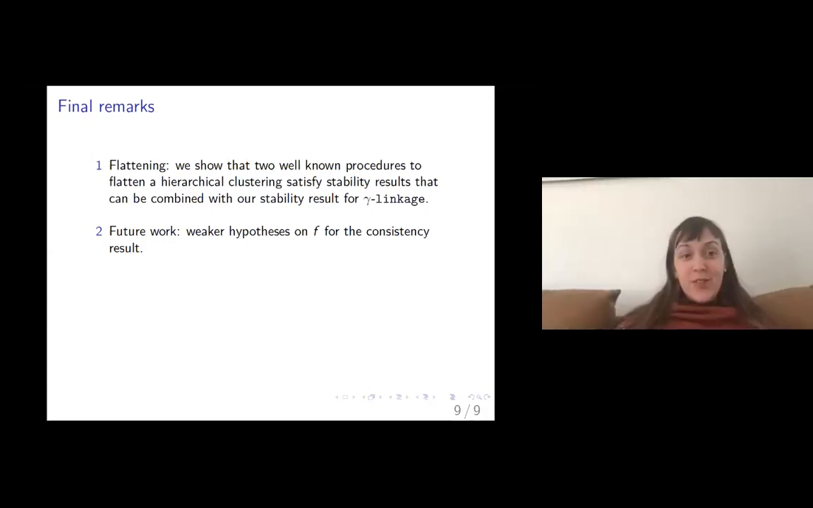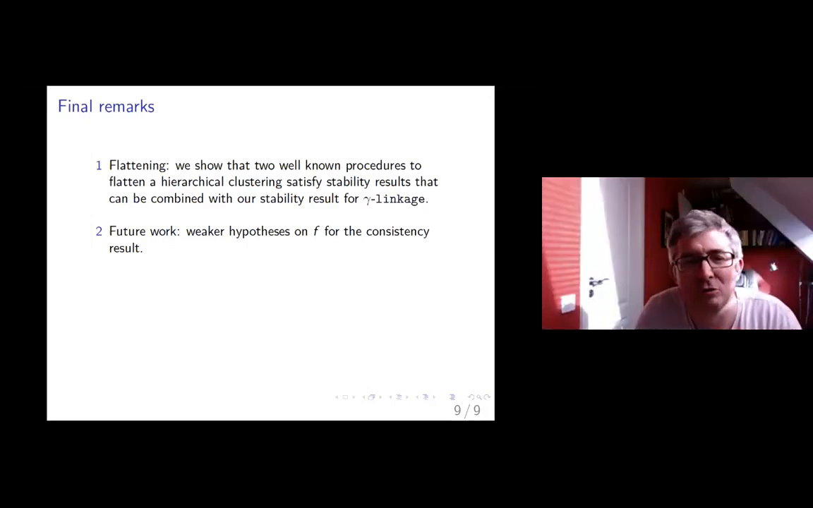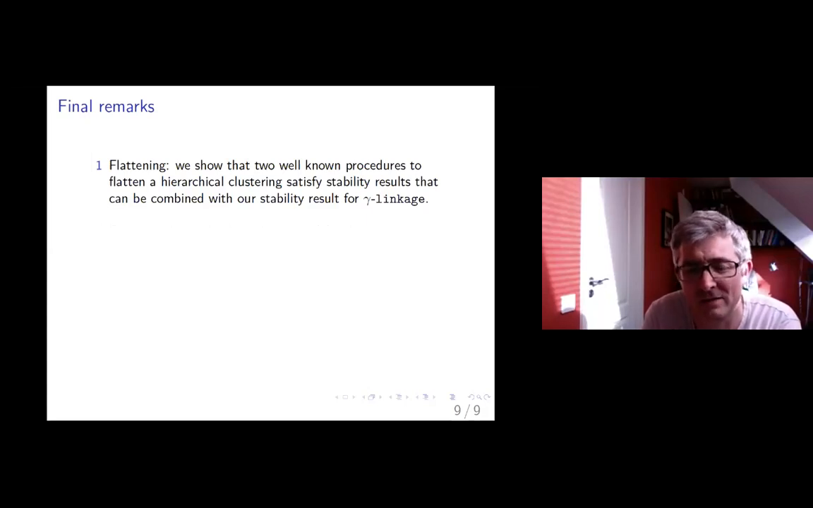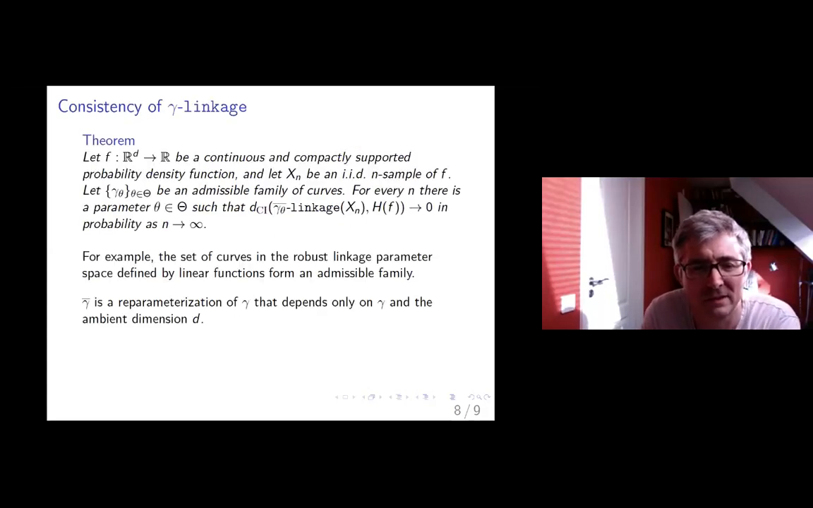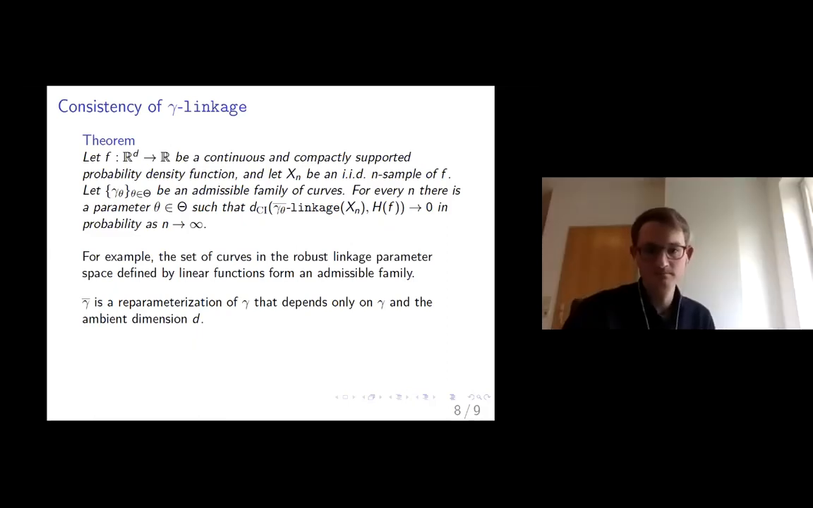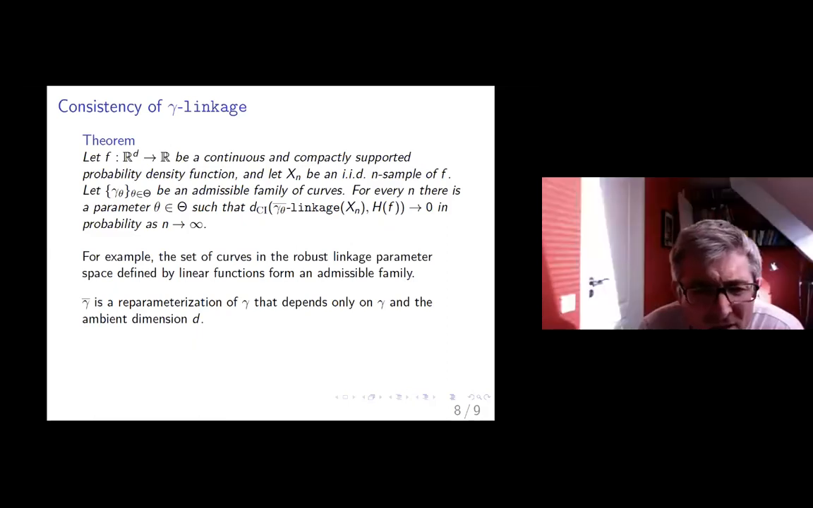More questions for the speaker? Yeah, maybe me. Could you please go back to slide 8, to the theorem? Okay, so this parameter theta, for every n there is a parameter. The thing is that I don't understand this limit. So this theta changes with n and could go to infinity, right?